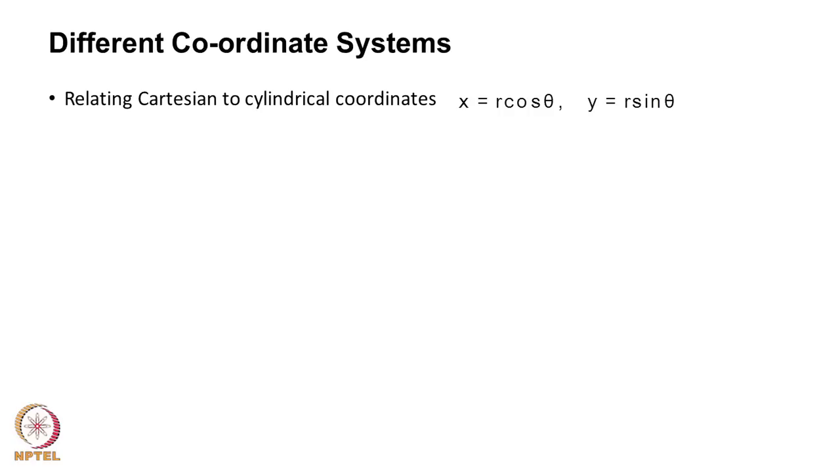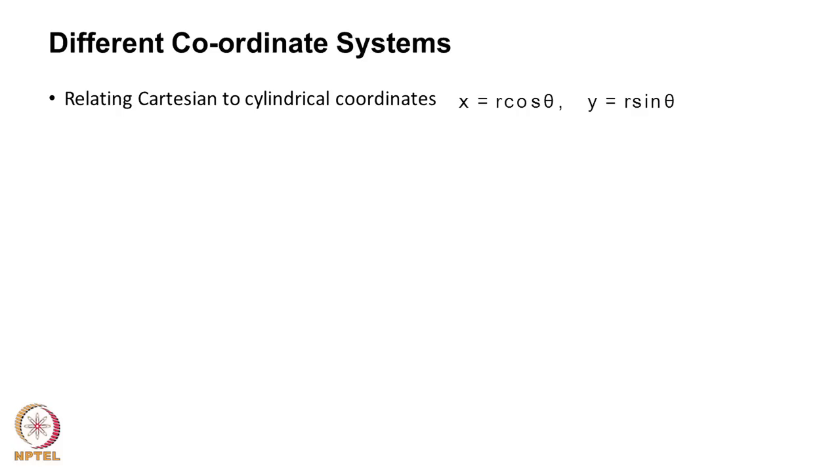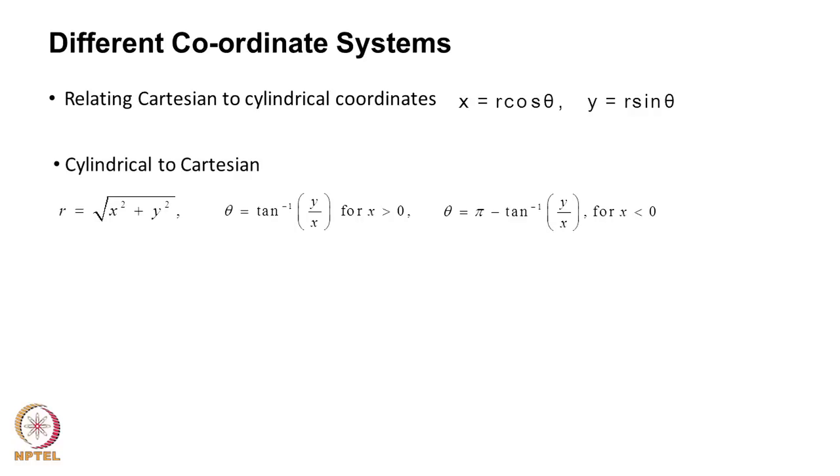So, for a basic quantity, for example, in a 2-dimensional Cartesian coordinate system, x and y are related to the r theta coordinate system as x is equal to r cos theta and y is equal to r sin theta. In the cylindrical coordinate system, then we have r is equal to square root of x squared plus y squared, and theta is related to tan inverse of y over x for x greater than 0, and a different relationship for x less than 0.